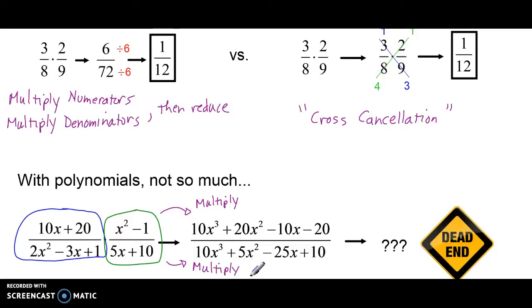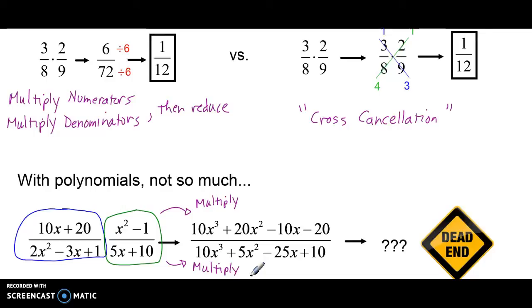Now, multiplying is not hard. You can take 10x plus 20 and multiply by x squared minus 1 and just FOIL it out. That's easy to do, and you get 10x cubed plus 20x squared minus 10x minus 20. Same thing in the bottom. You multiply that out, collect your like terms, and you get that in the denominator. But then, how do you reduce that?